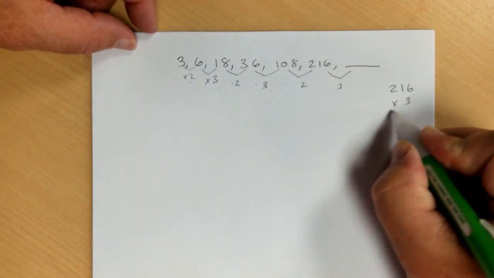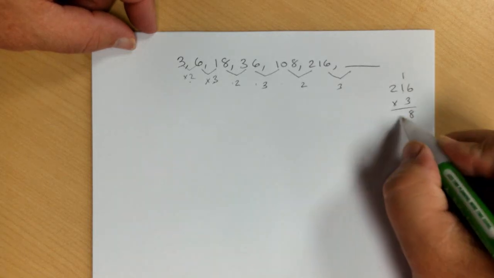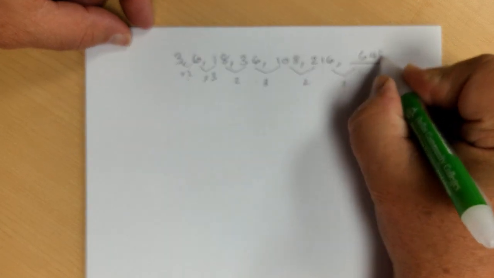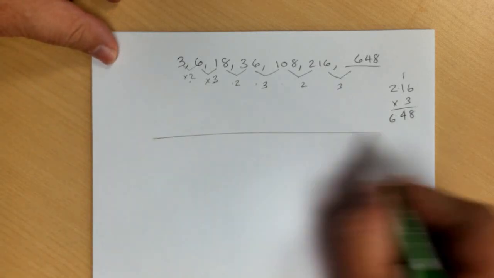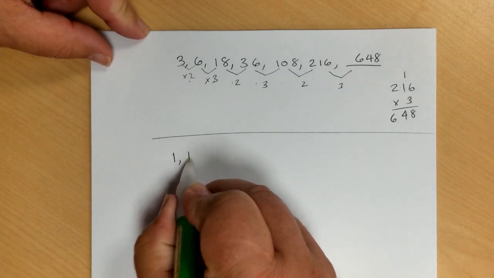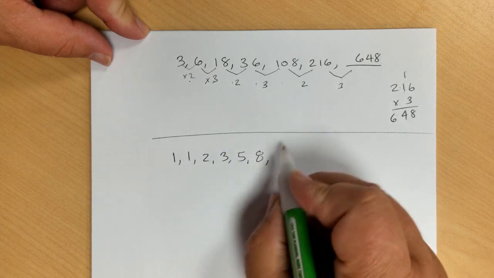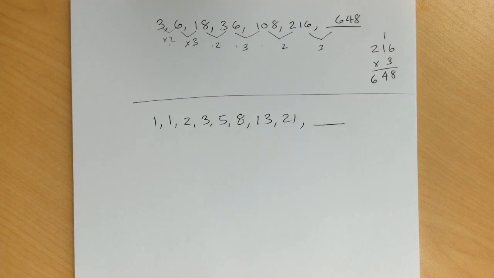216 times 3, 6 times 3 is 18. 3 plus 1 is 4. Very good. Very good. This is a very famous sequence of numbers.